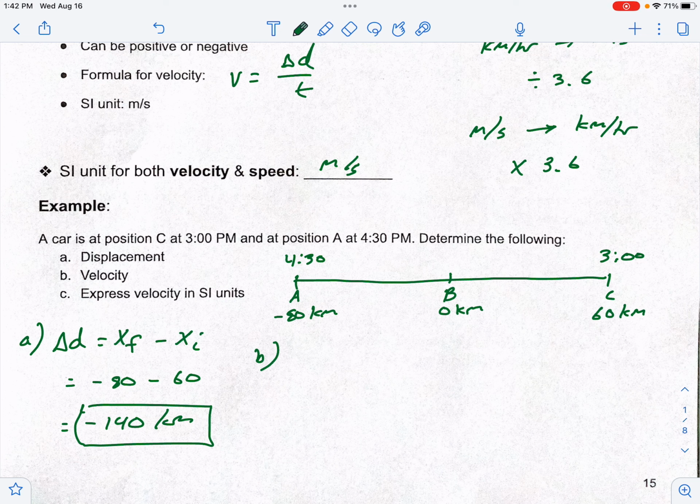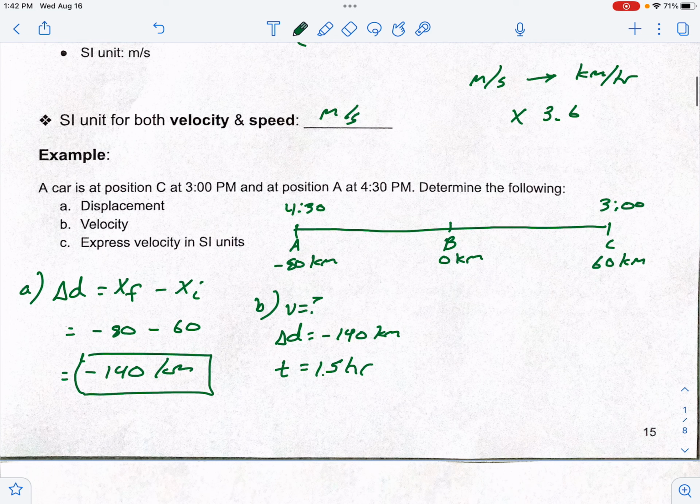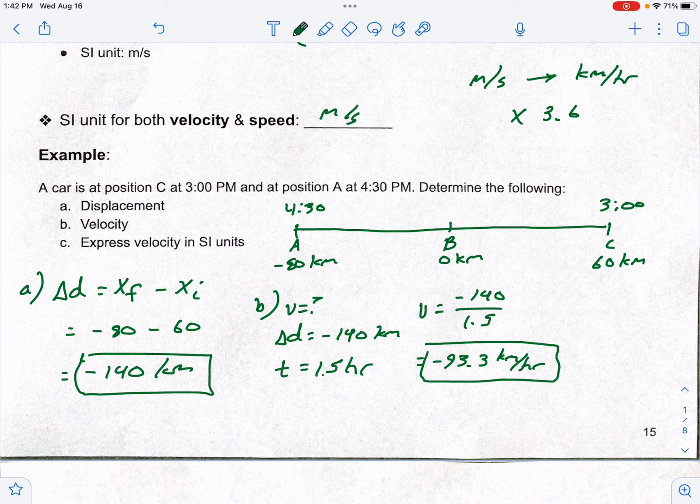B says calculate velocity. So velocity I don't know, so there's my question mark. I know displacement now. I just found that was negative 140 kilometers. And my time, if you look at my time, I started at 3 p.m. and I ended at 4:30 p.m. So that would be 1.5 hours. So if I want to calculate velocity, velocity equals displacement over time. So it's going to be negative 140 divided by 1.5. Put that in the calculator and you should get negative 93.3 kilometers per hour. And that would be your answer for B.